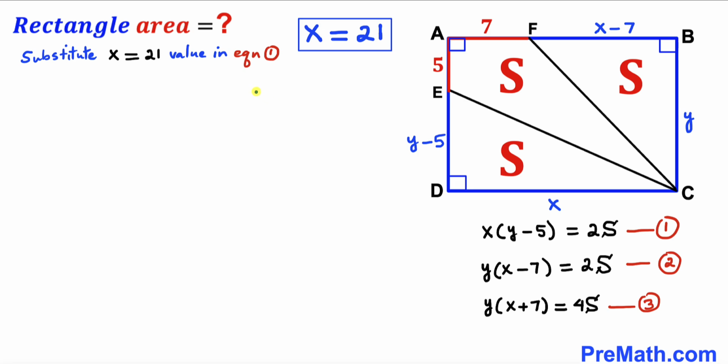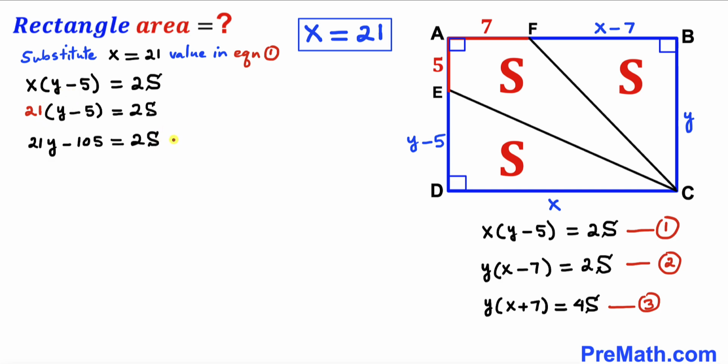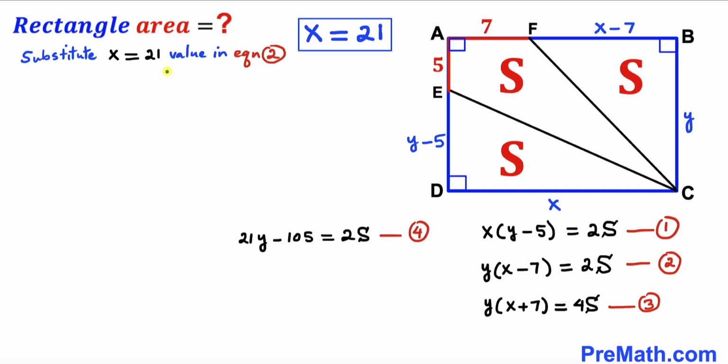And in this next step we are going to substitute this x equals 21 value in equation 1. And here's our equation 1 over here. I'm going to substitute the x value as 21. As you can see in this next step, I have replaced this x by its value 21 over here. And now I'm going to distribute this 21. I'm going to label this one as our equation number 4. And here's our next step.